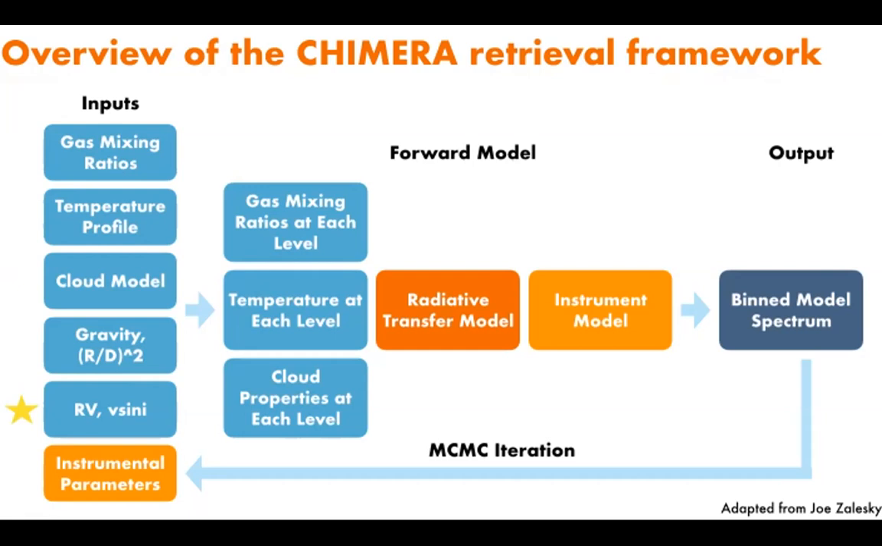So we assume one gas mixing ratio per molecule that we're including, one that's constant throughout the atmosphere. And then you also have to include the opacity data for those species. A temperature pressure profile, which is parameterized by 15 different set knots in the atmosphere and then is subject to a smoothing condition. A cloud model, which includes the cloud volume mixing ratio, the pressure of the cloud base and the sedimentation efficiency, the surface gravity of the object, as well as a radius over distance scaling factor.